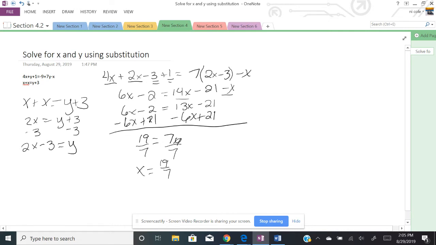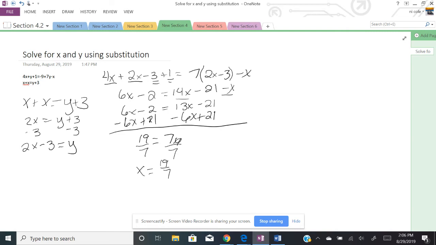And there are going to be fraction problems, so don't panic about that. Let me just double check that I did that correctly. 2x minus 3 plus 1. And then I have 7 times 2x minus 3 minus x. Okay, looks good. All right, yes, it's a fraction. It's not a big deal. You'll just have to work with it.